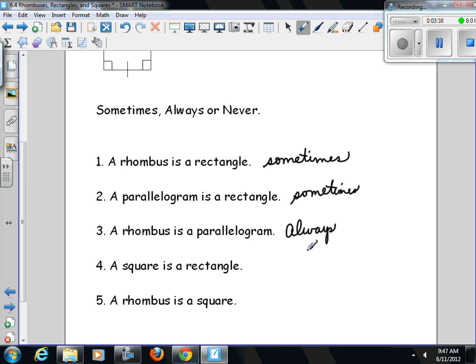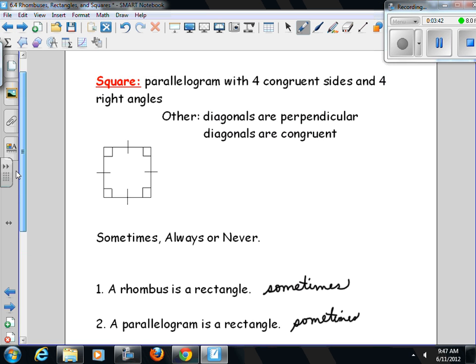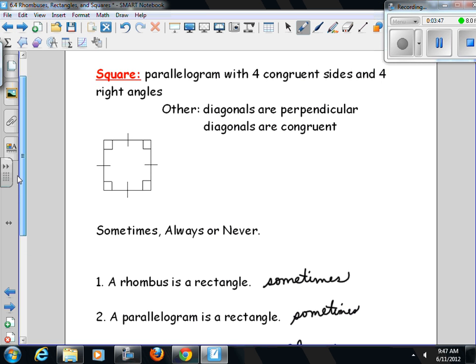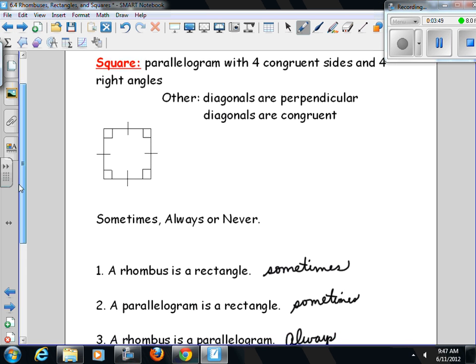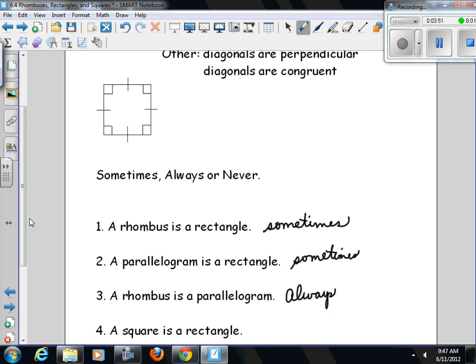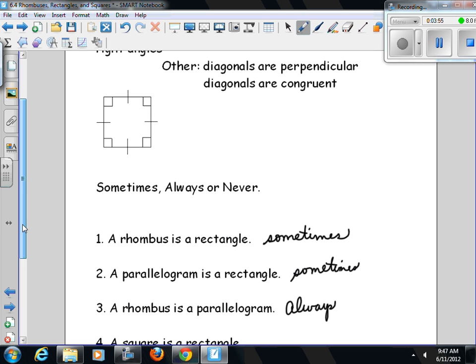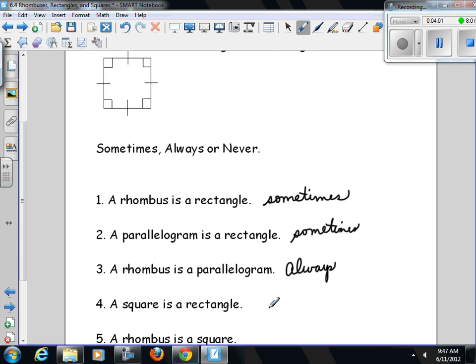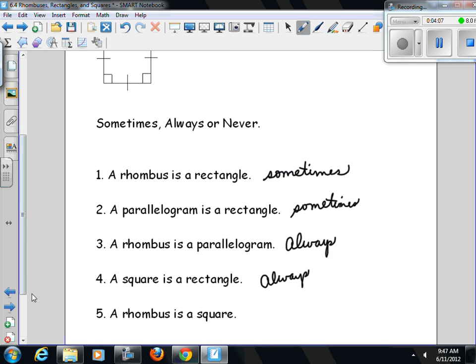A square is a rectangle. Well, let's look at the definition of a square. A square is a parallelogram with four congruent sides and four right angles. Well, a rectangle is a parallelogram with four right angles. The sides can be congruent. So, a square is a rectangle. It's always true. It's a special type of rectangle where all the sides are the same.